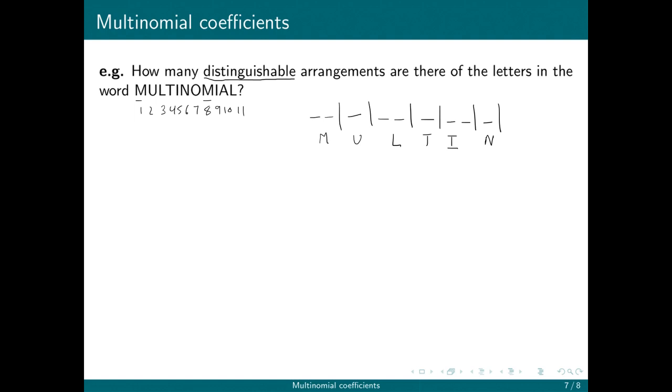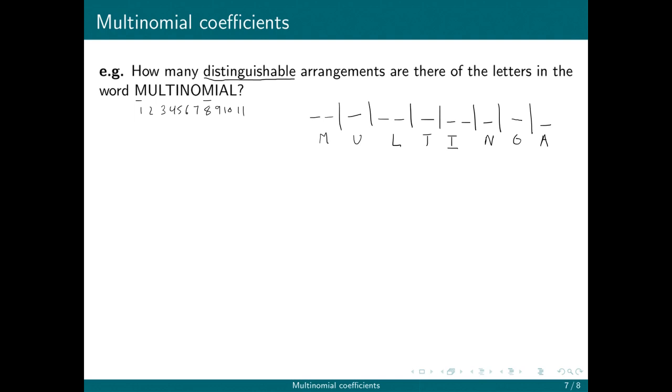Multi-no. There's only one O in the word, so that's not what I meant to draw there. There's only one O, and finally there's only one A. So I'm going to shuffle my blanks, and then those are going to determine where my letters go.